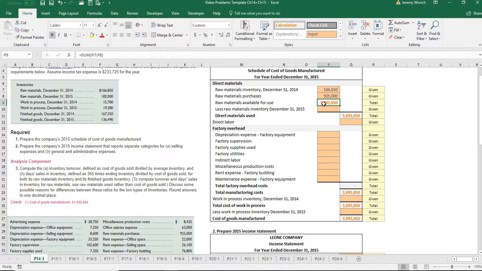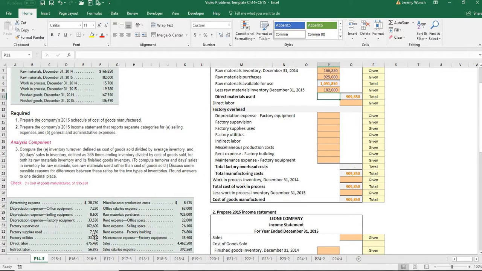All right, and we have a subtotal here. So we have just a little over 1 million of raw materials available to use, and then we're going to subtract out our ending balance, which is the 182,000. That gets us the direct materials that we actually used. So the next is direct labor. And so our direct labor is given to us down here at 675,480.